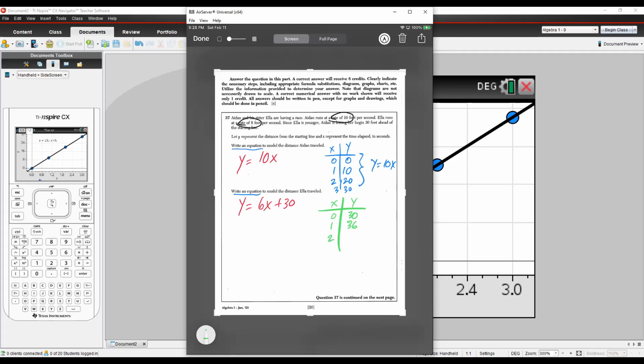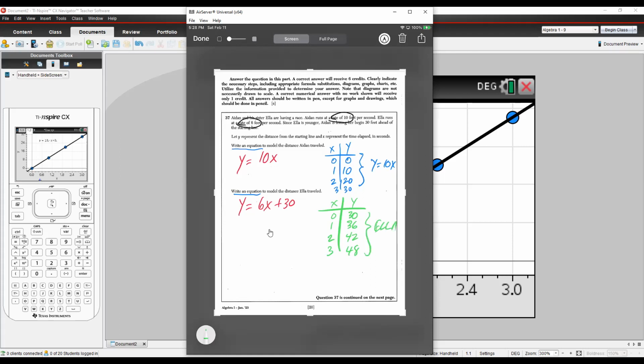And then if she does 2, that's going to be 12 feet. Or basically, after another second, she's going to go another 6 feet. So that's going to be 42. Then after 3, that's going to be 48. So now we've got a table for Ayla.